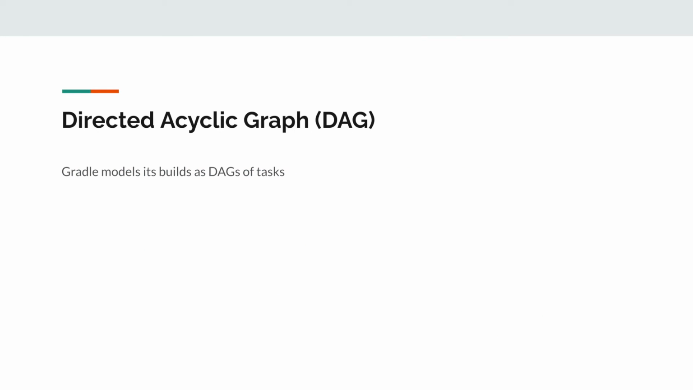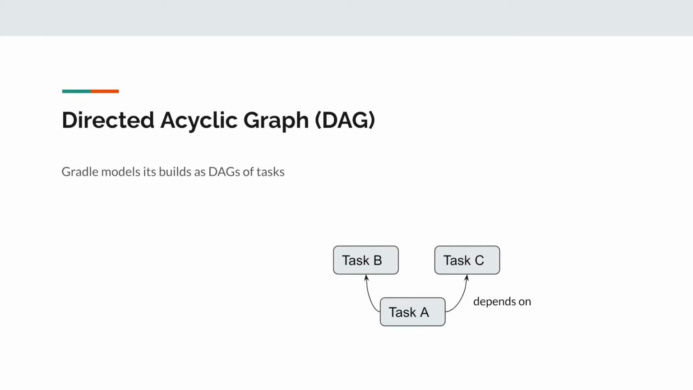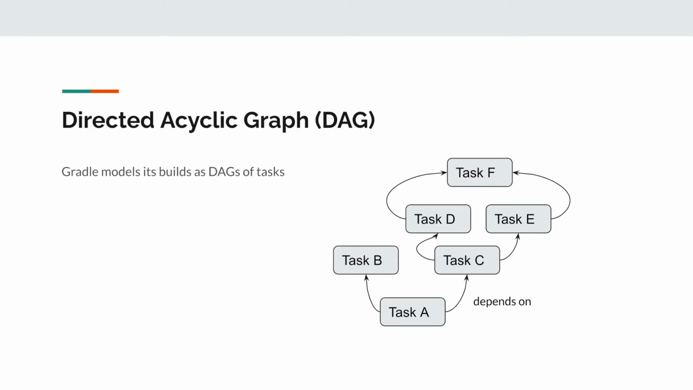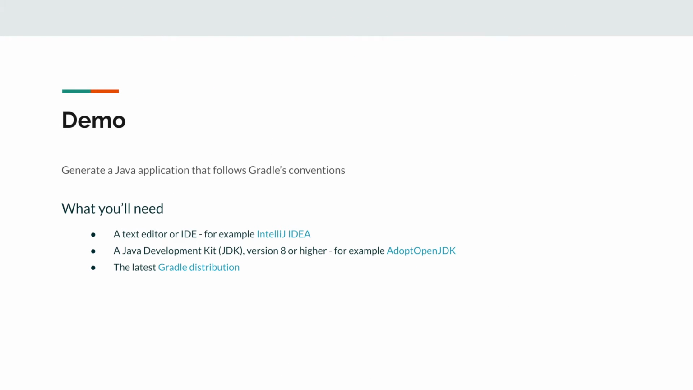Gradle models its builds as directed acyclic graphs of tasks. What this means is that a build essentially configures a set of tasks and wires them together based on their dependencies to create that DAG. Once the task graph has been created, Gradle determines which tasks need to be run in which order and then proceeds to execute them. Now let's generate a Java application using the Gradle init command.